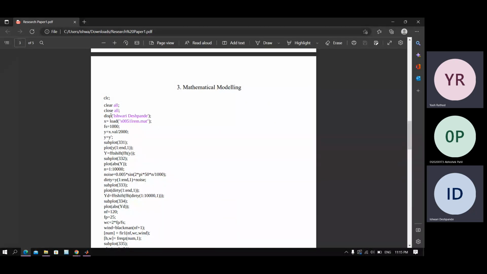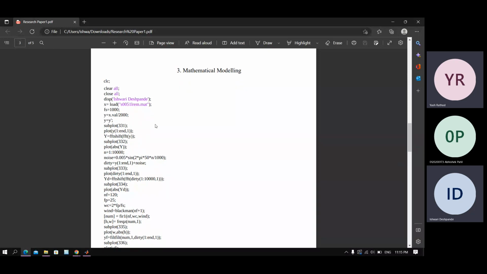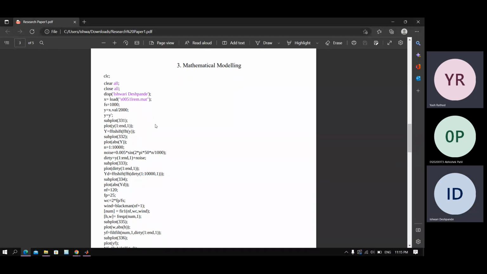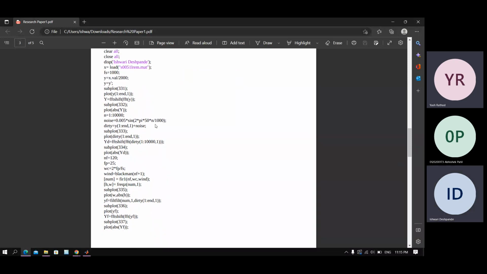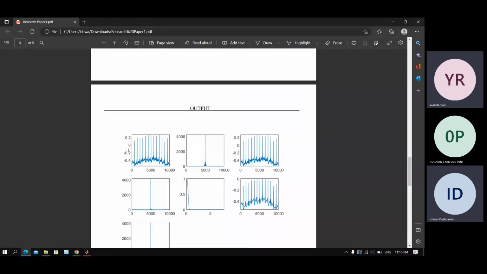Firstly, we clear all the data and add the file taken from Google. Then we carry out some calculations and plot the ECG signal. This code generates all possible forms of ECG signals with the parameters specified by the authors. Here is the output for the ECG signals.